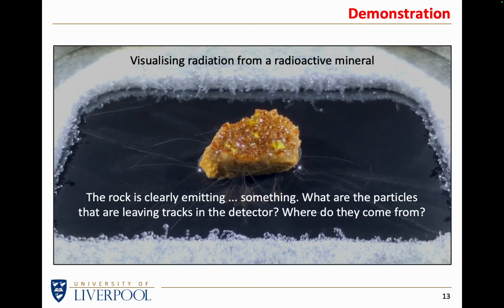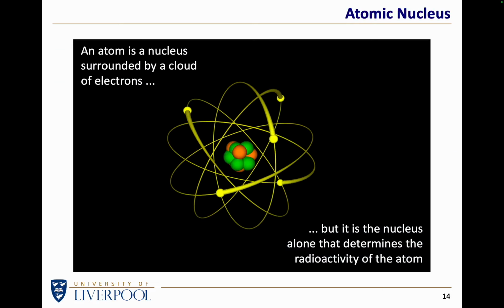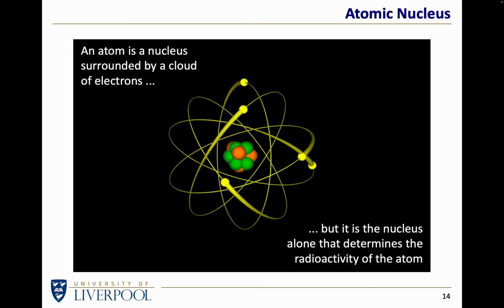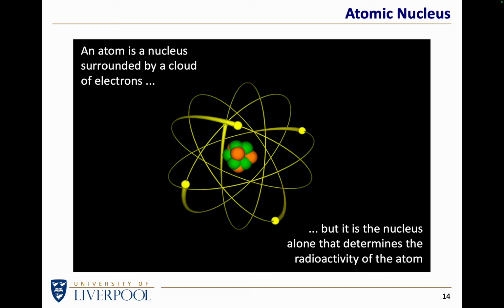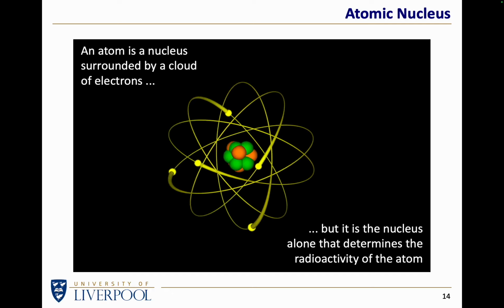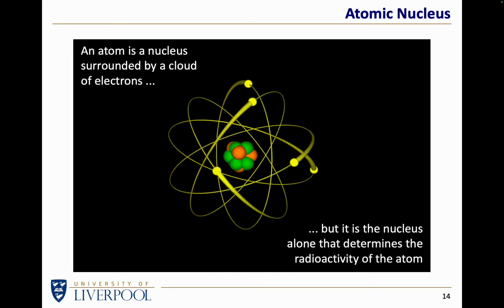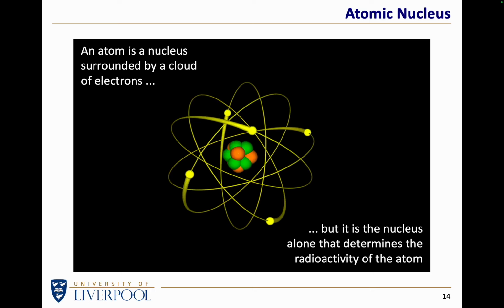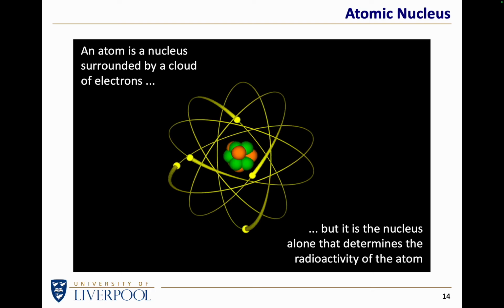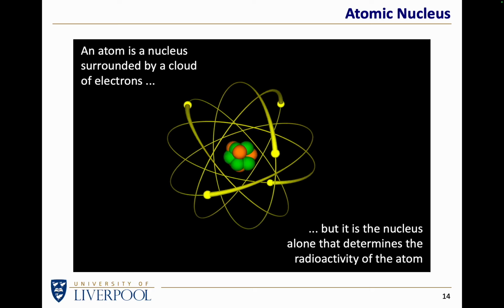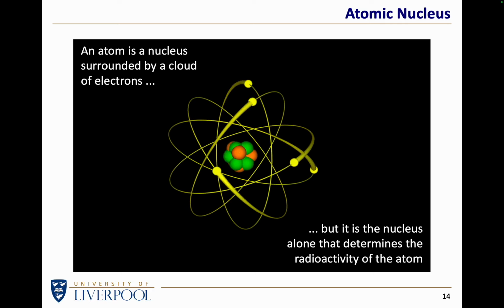It's clearly emitting something, and it apparently is two families of something, but what are the particles and where do they come from? So we have to remind ourselves of what atoms are, and that's not a particularly accurate indication of an atom, but it's good enough for our purposes. If an atom is simply a nucleus, and a nucleus comprises protons and neutrons, and the nucleus is surrounded by a whole load of buzzing electrons in a cloud, when it comes to radiation and radioactivity, for instance, uranium and other radioactive atoms, it is only the nucleus that determines the radioactivity. It's nothing to do with the cloud of electrons around the outside.